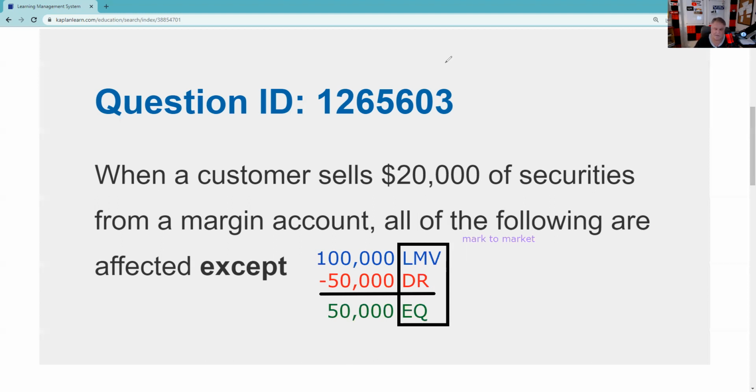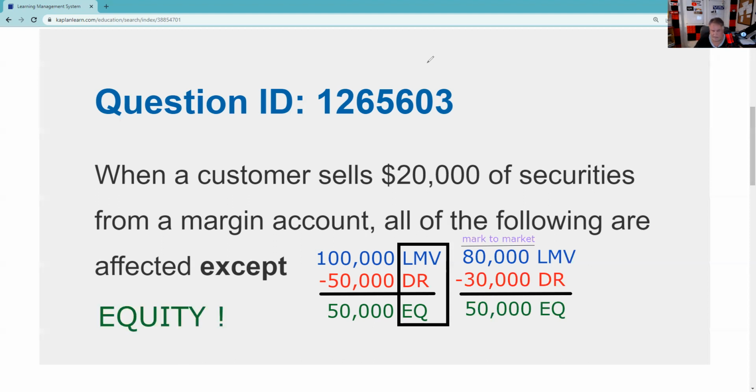So if we sell 20,000, if I'm a margin clerk and you sell $20,000 worth of securities, now there are $80,000 of securities in your margin account, and any money that comes into your account, I'm going to pay down your loan. And so, you owed us 50, and now I'm going to take the $20,000. I'm going to pay down your loan. So now you owe the broker dealer 30,000. Again, classical margin equation. We had $50,000 in equity. We still have $50,000 in equity. So the answer to the question is equity remains the same. There is no effect on the equity.